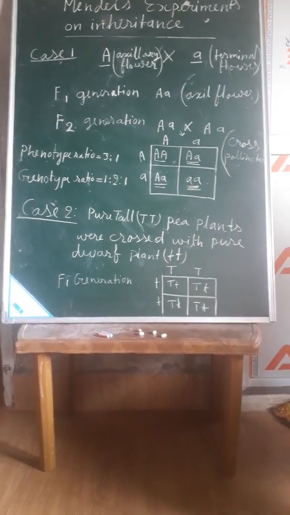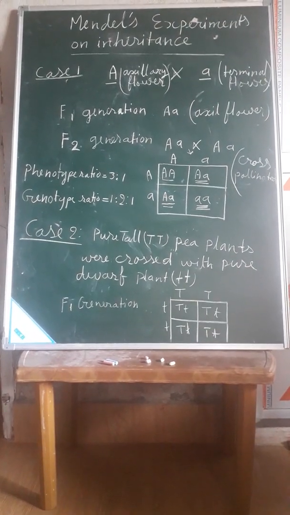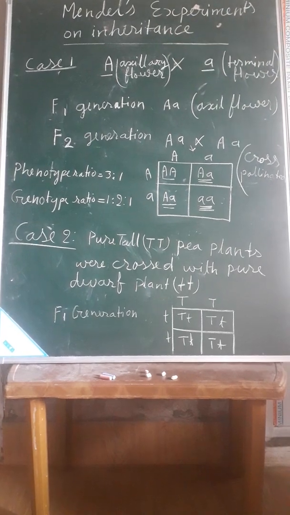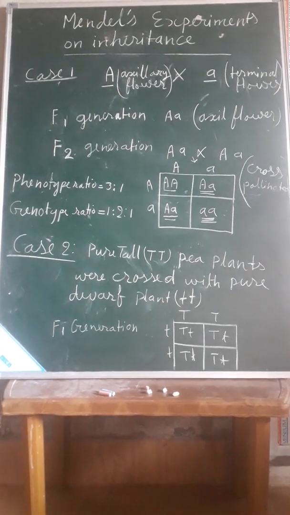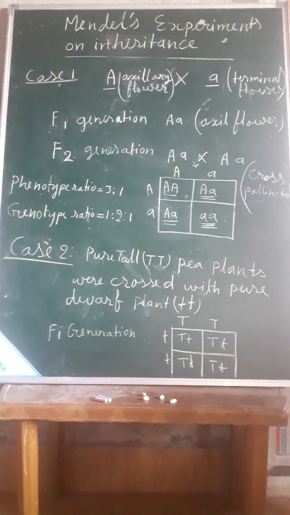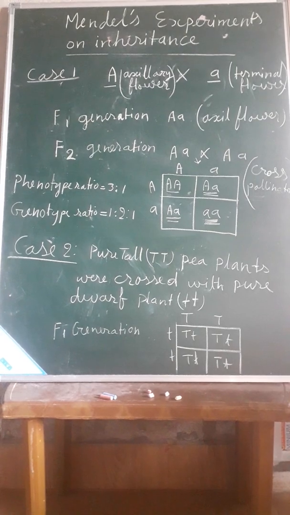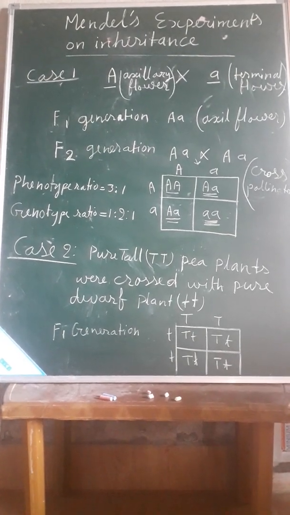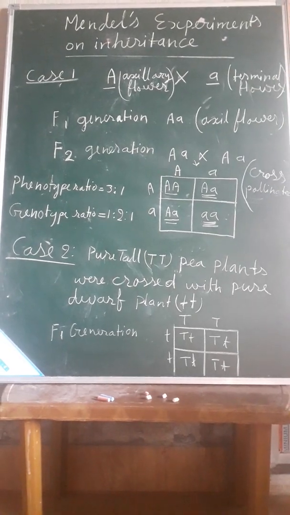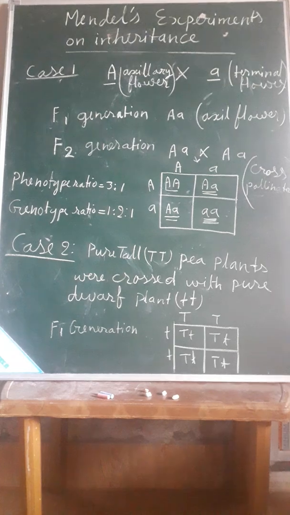Good afternoon, students. This is the continuation of the genetics chapter, Mendel's experiments on inheritance. The basic principles of genetics were discovered for the first time by Mendel in the mid-19th century. He was an Austrian monk and conducted breeding experiments on garden pea.